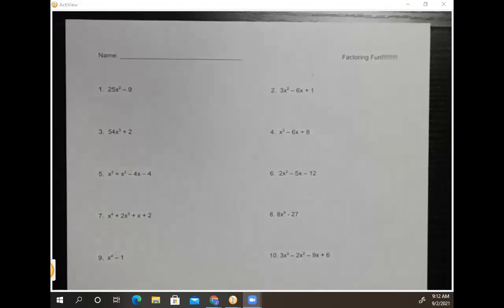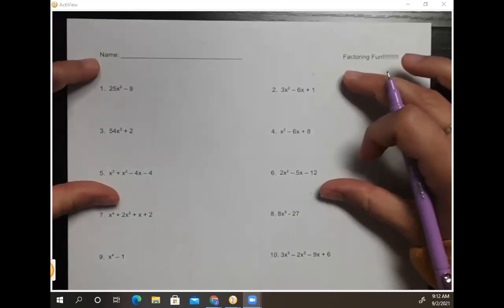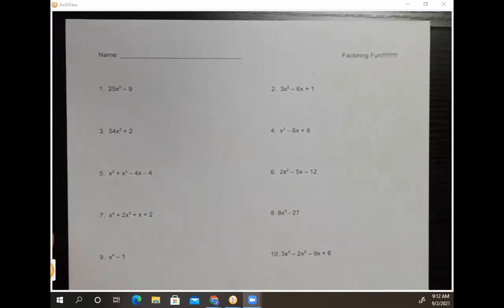The first thing I want you guys to do is take a look at just the first 6 problems. I would like you to circle the problem number of anything that has a GCF. Just look at the first 6 problems. Circle the problem number if it has a greatest common factor that you could factor out.